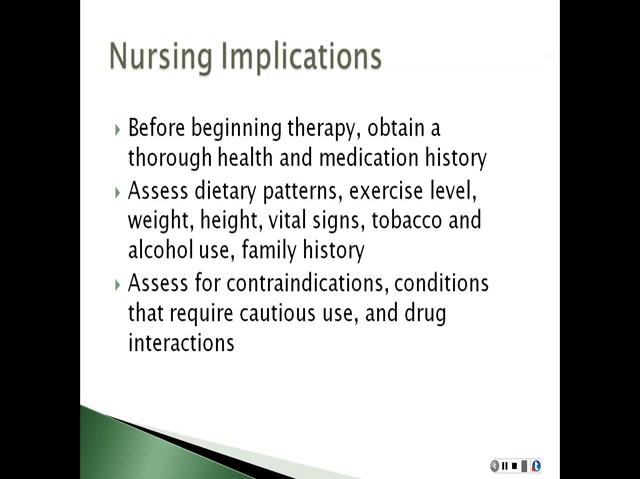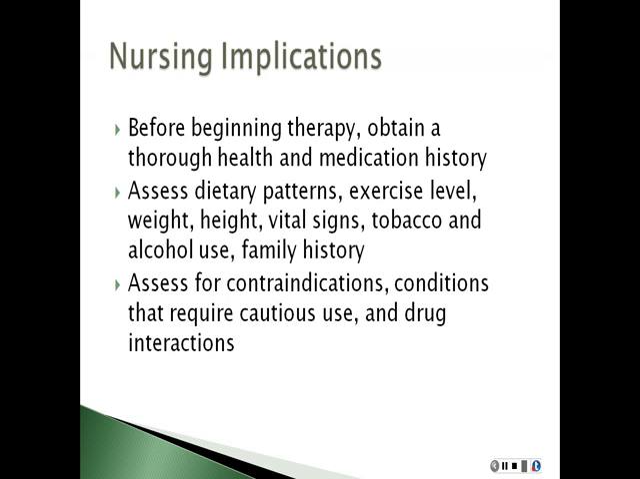So for nursing implications, of course, before we begin any therapy, we want to obtain a thorough health history and medication history. We want to know about any family history, previous problems, what are their dietary issues, what medications are they currently taking, since when you look at the lists that are in the book, there are a lot of drug interactions here that we need to be aware of.